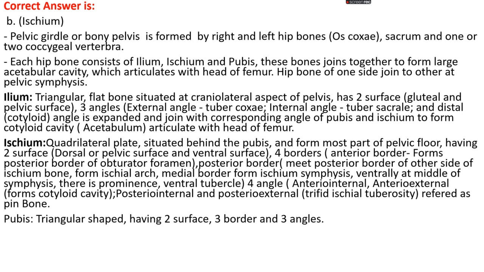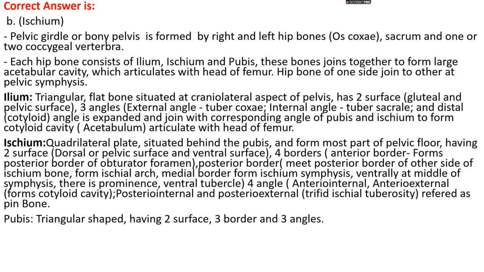The ischium is a quadrilateral plate which is situated behind the pubis, and it forms most of the pelvic floor. The ischium has two surfaces, a pelvic surface and a ventral surface, and four borders. The anterior border forms the posterior border of the obturator foramen. The posterior border meets with the posterior border of the other ischium and forms the ischial arch. The medial border also meets with the medial border of the other ischium and forms the ischial symphysis.